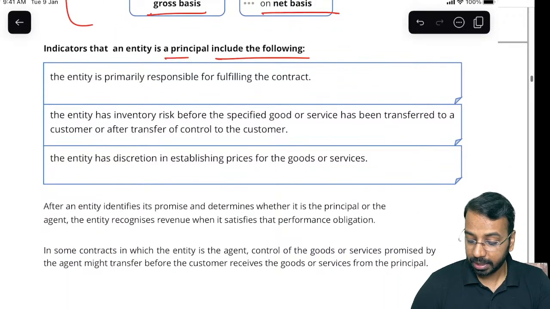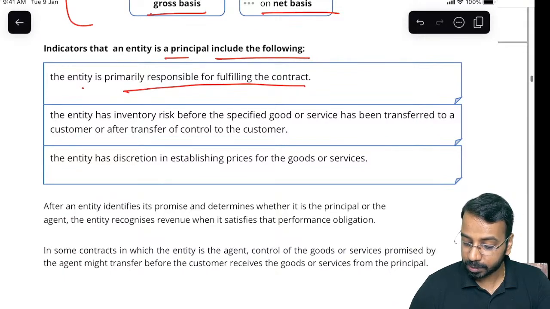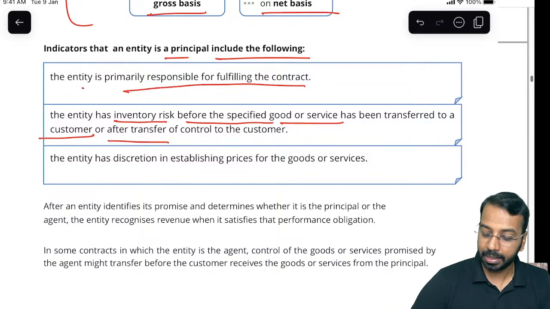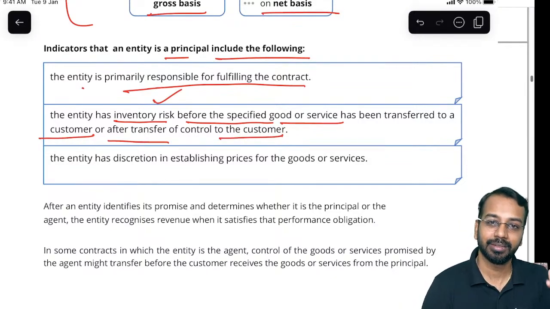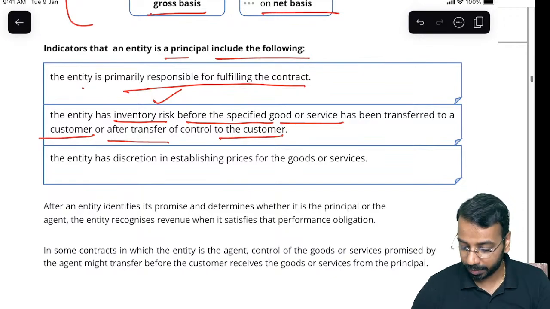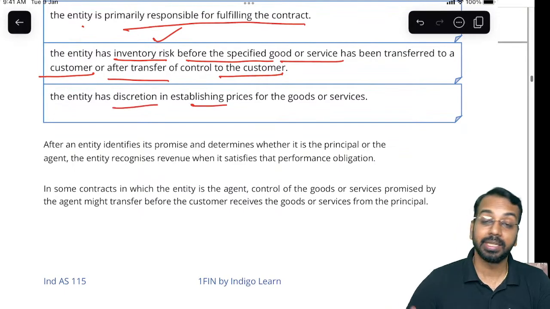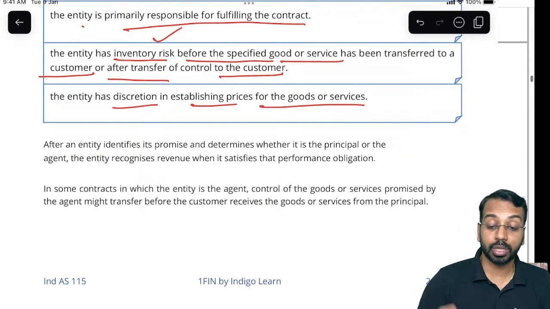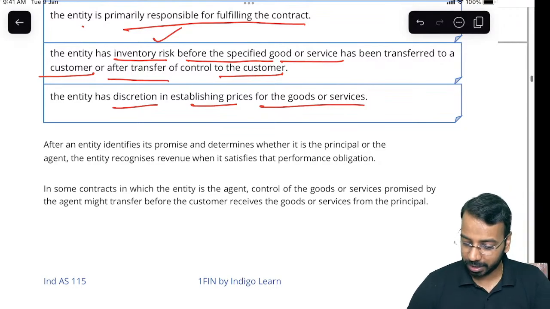Some of the indicators that the entity is primarily responsible for fulfilling the contract. Entity has inventory risk before the specified goods or services have been transferred to a customer or after transfer of control to the customer. So basically, if the inventory risk is with the principal, then he has the risk and the control has not been transferred. And the entity has discretion in establishing price for the goods or services. In that case also the principal has the control. So the consignor will recognize only when the consignee sells it to the end customer.